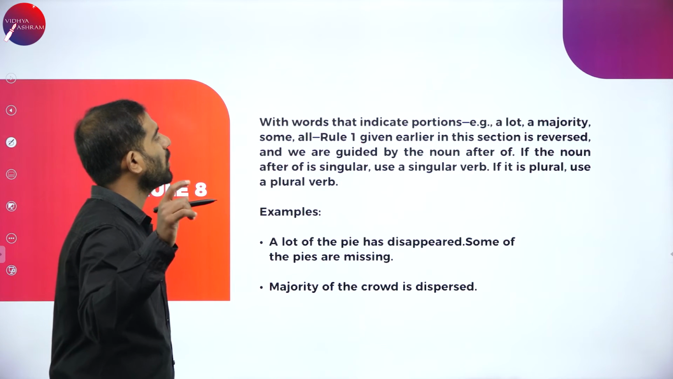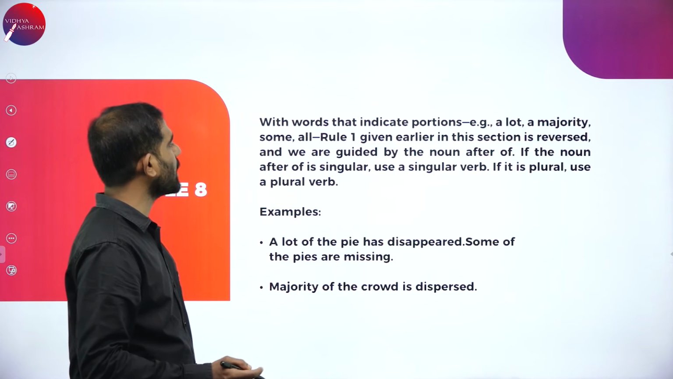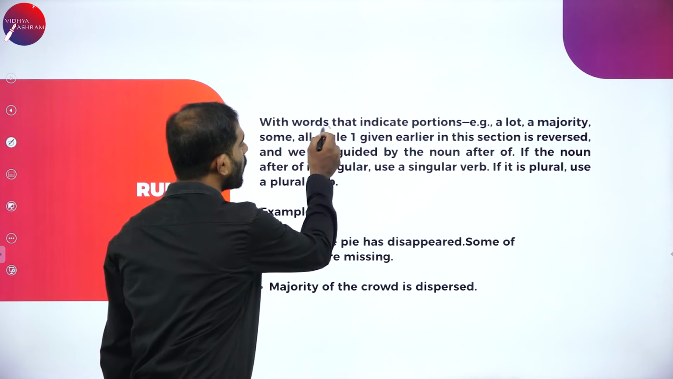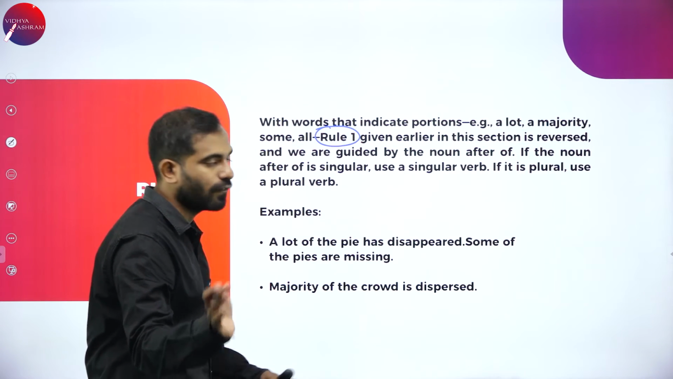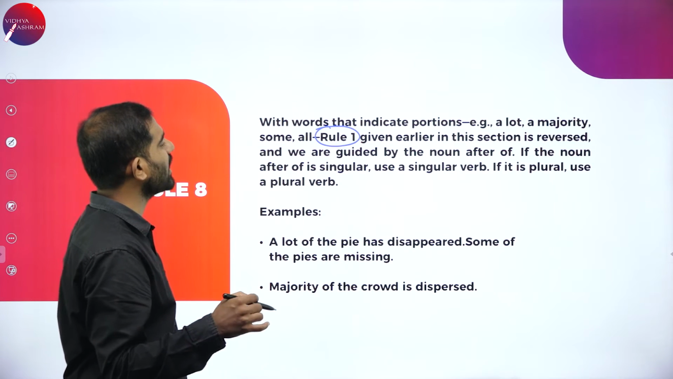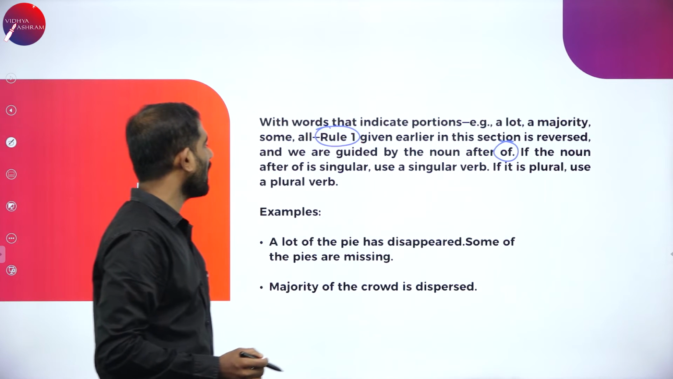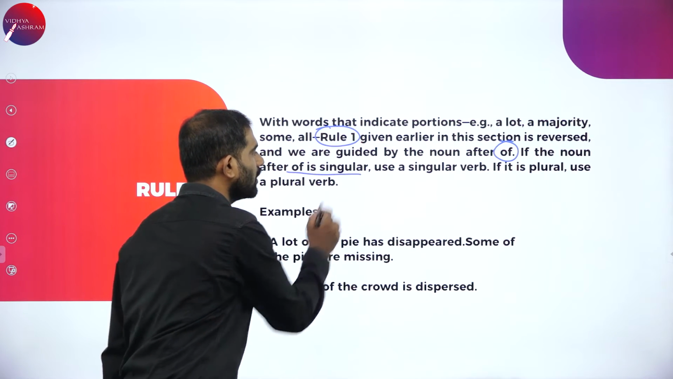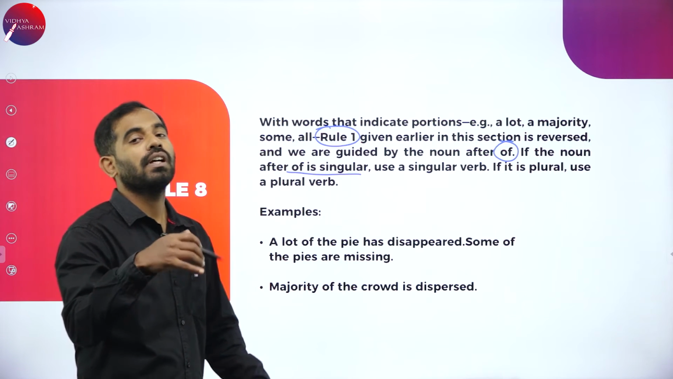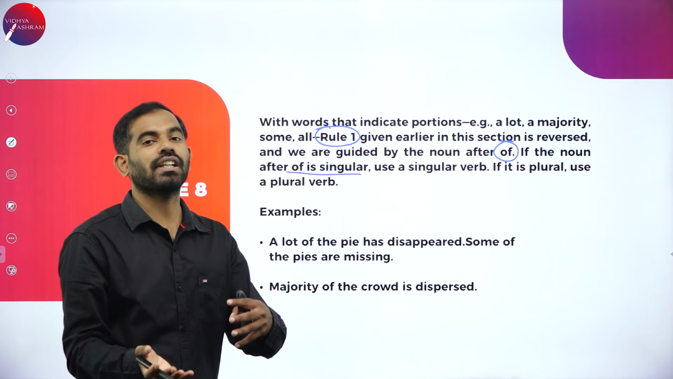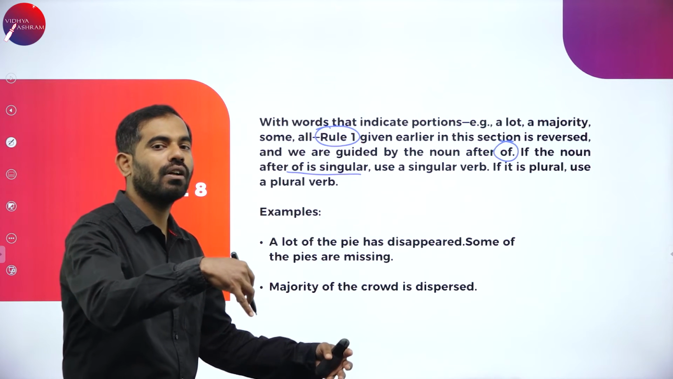Rule number 8: with words that indicate portions. Examples: a lot, a majority, some, all. Remember rule number 1 given earlier in this section; it is reversed here, and we are guided by the noun after "of." If the noun after "of" is singular, use a singular verb. If it is plural, use a plural verb. According to rule number 1, usually the subject is placed before "of."